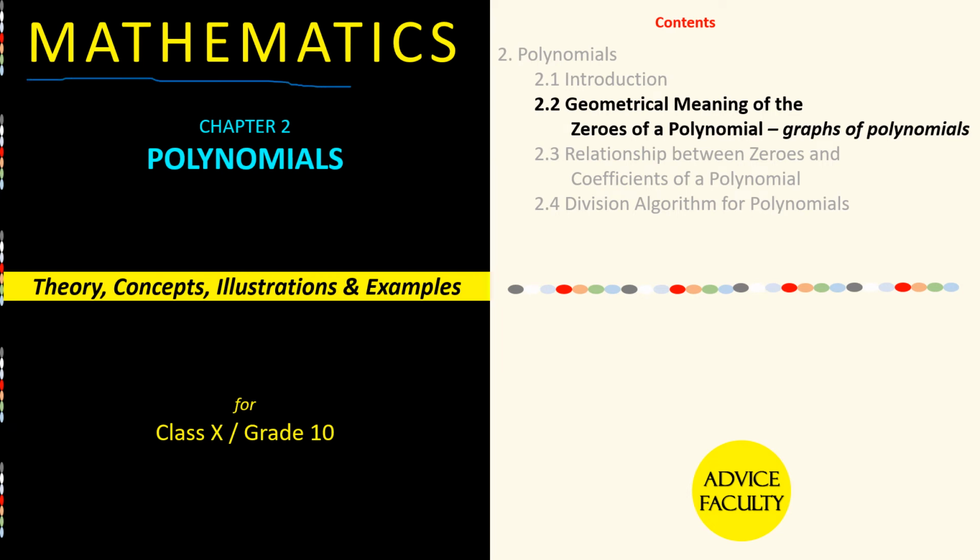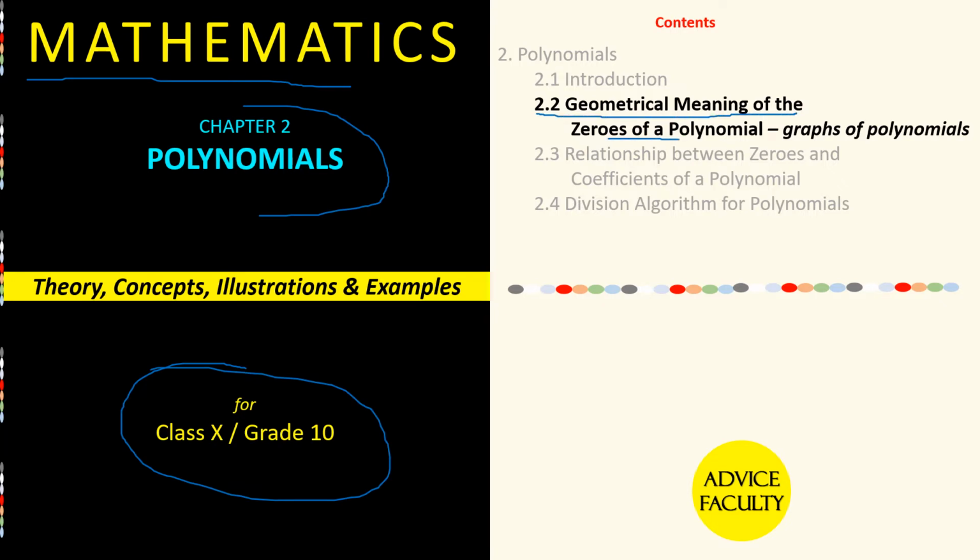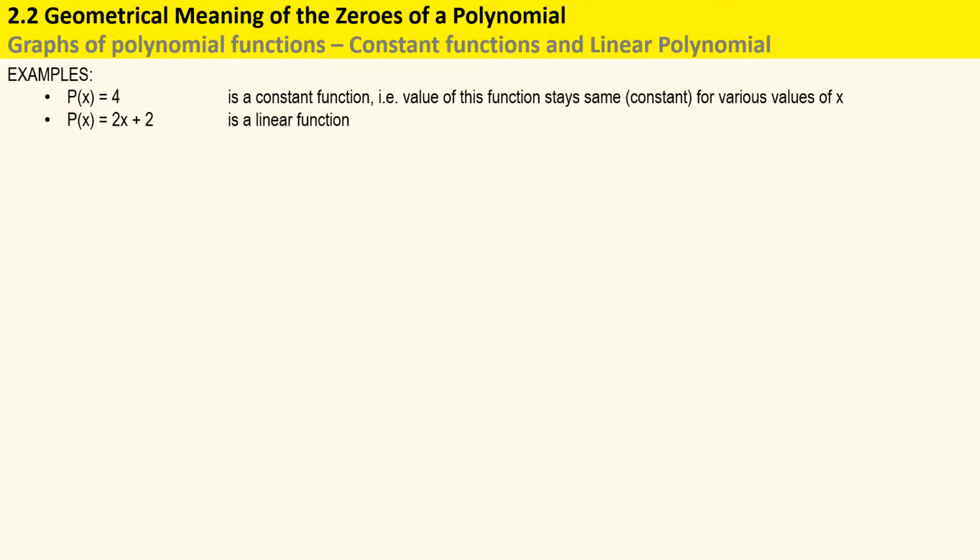Welcome to this session on Mathematics, Chapter 2 Polynomials for Class 10 or Grade 10. We are covering Section 2.2, Geometrical Meaning of the Zeros of a Polynomial, and in this session we are talking about graphs of polynomials. We are trying to find out how graphs of polynomials look, and let's begin with the constant functions and the linear polynomials, and see how their graphs look like.